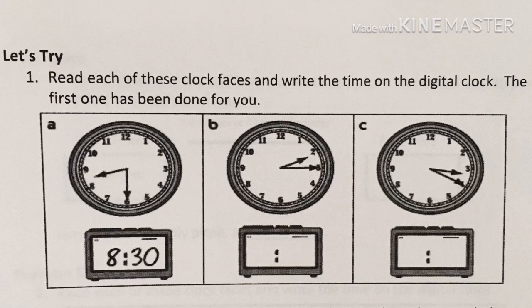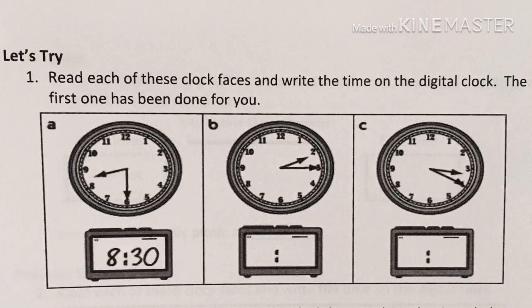It is 8 because if you look at the short hand, the hours hand, it passed 8 already, and it hasn't passed 9. It is between 8 and 9. So for that reason, it is 8 hours. And then you look at the minutes hand, and it is pointing straight down at 6, which equals 30 minutes. The 6 equals 30 minutes, so it is 8:30.